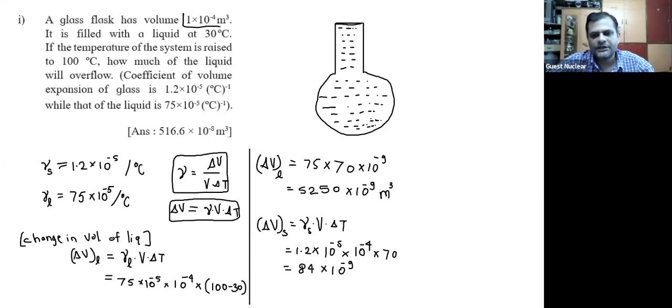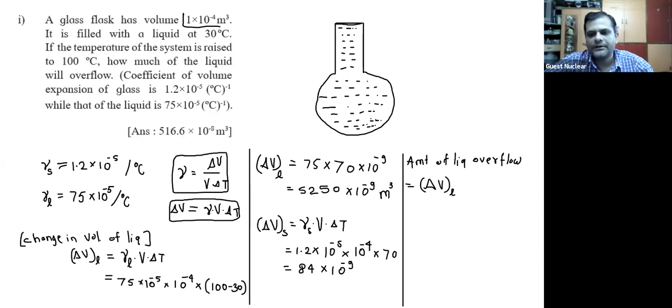Yes, agar yahan pe 10 raised to minus 9 hai. ठीक है, अब यहाँ पे हमको डिफरेंस निकालना है. We want to find out the amount of liquid that will overflow. तो how much liquid will overflow, तो वो निकालने के लिए हमको इन दोनों का डिफरेंस निकालना होगा. The amount of liquid that will overflow, so it will be actually delta V liquid minus delta V of solid. ओके, मतलब जितना वॉल्यूम लिक्विड एक्सपांड होगा माइनस जितना सॉलिड एक्सपांड होगा, that will be extra volume of liquid which will not find the space and because of that it will just overflow.